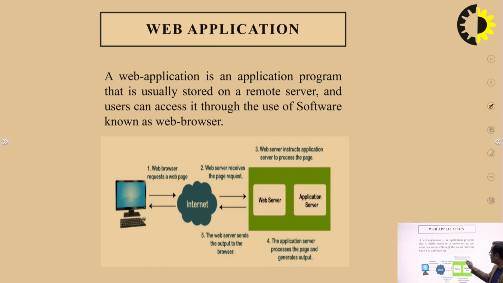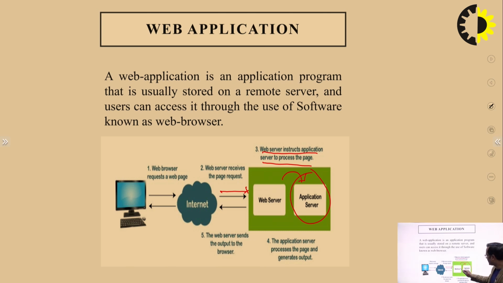Then the web server instructs the application server to process the page. So whenever the web server receives the request initiated by the clients, it instructs some program on the server to create the web pages according to this request. Then the application server processes the page and generates the output.